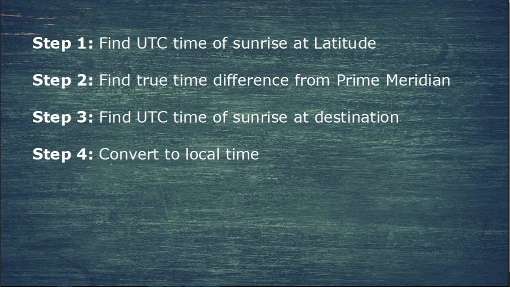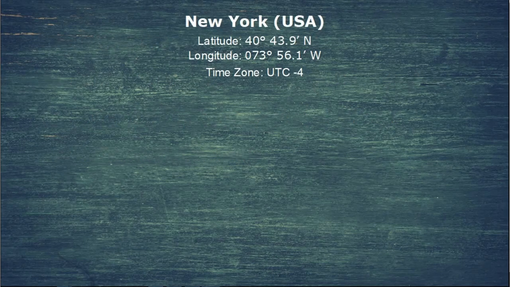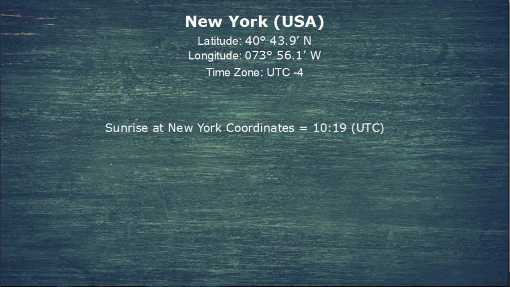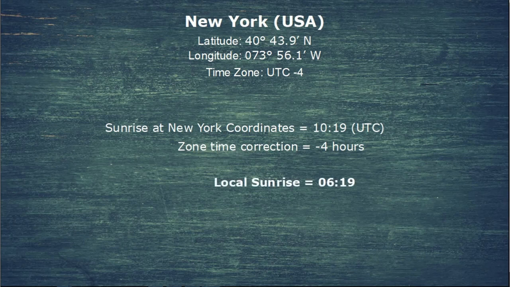The final step will then be to convert that time into local time, and this is where we use the time zone that we're currently operating on. So the time zone in New York on the 14th of April is going to be UTC -4. So we've got to take the universal time and subtract 4 hours from it to convert into local time. This gives us our local time of sunrise at 6:19 in the morning.